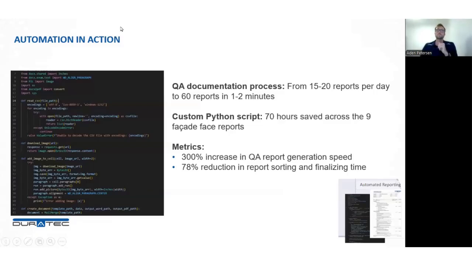So, automation. That model was our central point of truth, and from that, we used automation. Automation transformed our QA process on the Carillion. Previously, engineers were doing about 15 to 20 QA reports daily, which was the standard. The automated system, with all that data in the central point of truth, was generating about 60 reports in 1 to 2 minutes.